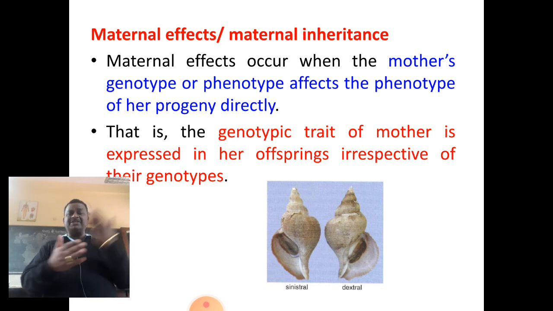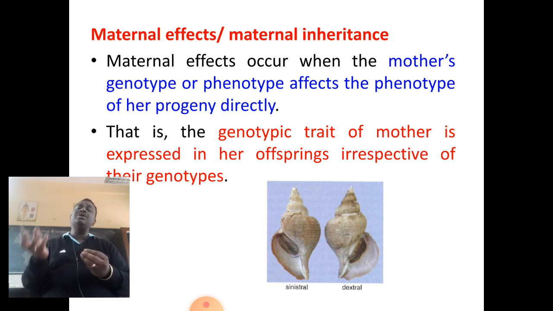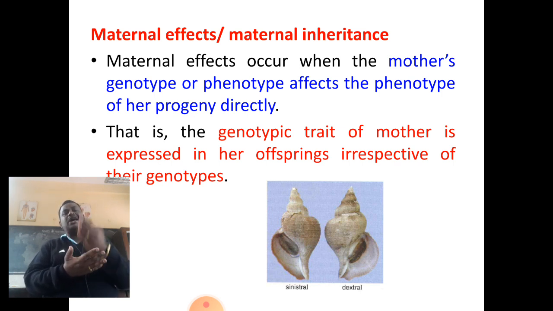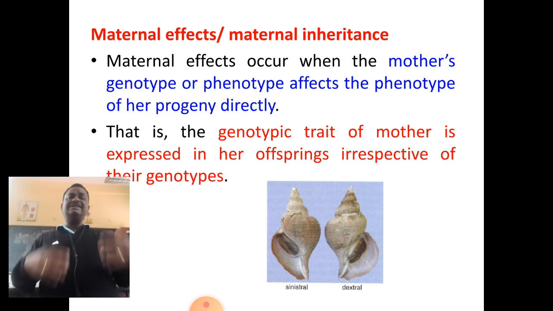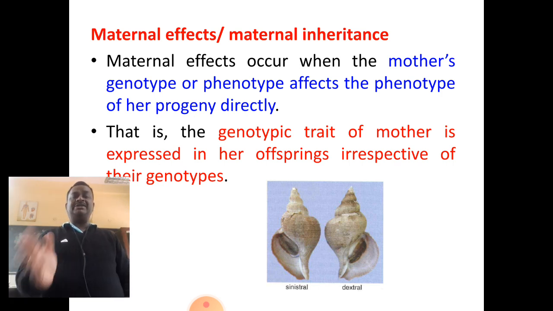So, when there is specificity of a male and female, as we have discussed in the introduction, the male will contribute lesser cytoplasm and the mother's ova will contribute a higher amount of cytoplasm. So, the mother's genotype or phenotype will directly affect the phenotype of her progeny. In other words, the genotypic trait of the mother is expressed directly in the child irrespective of the genotype the child has. This type of effect is called maternal effect or maternal inheritance.